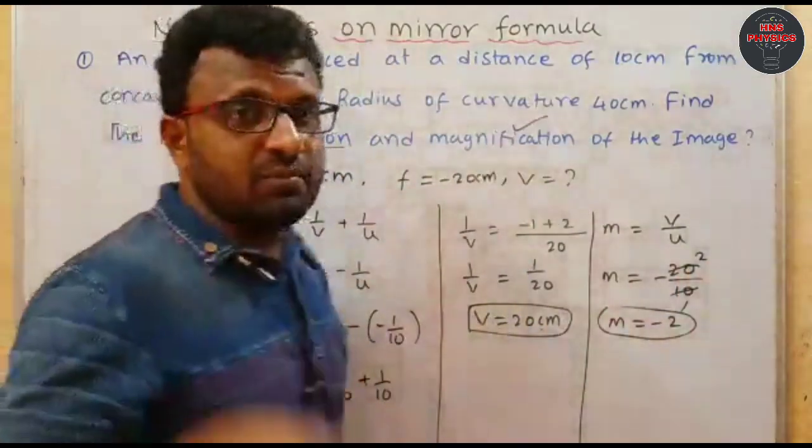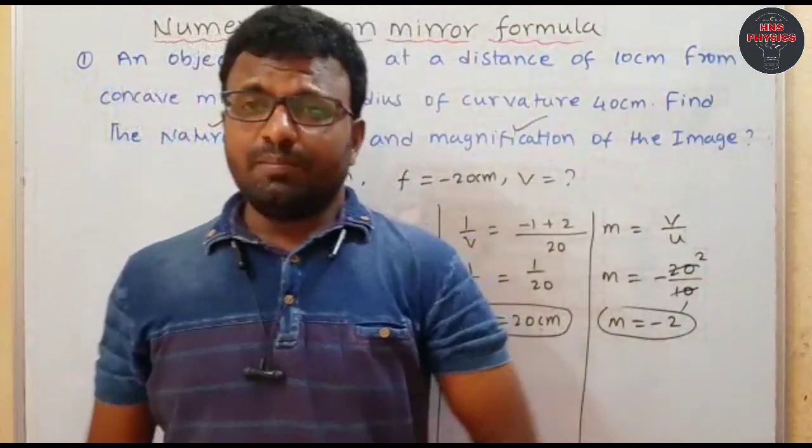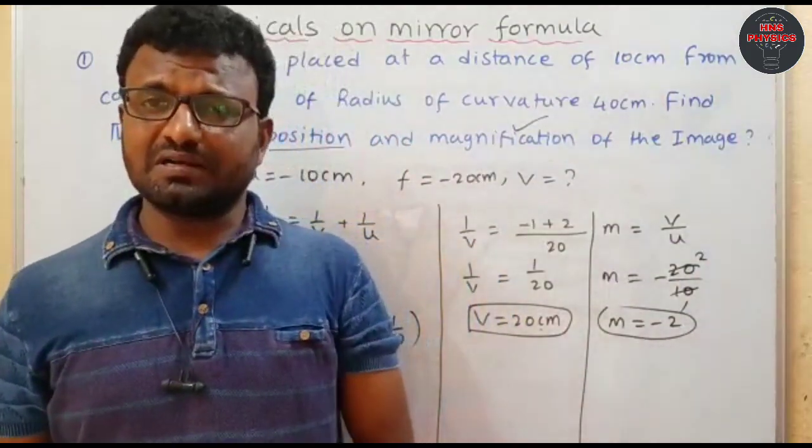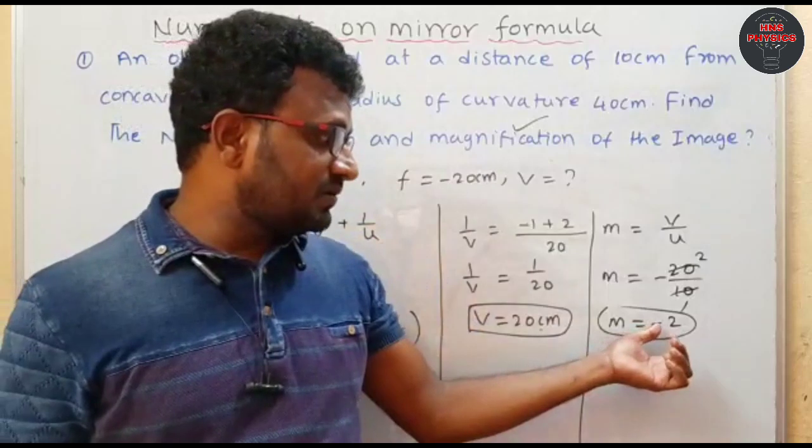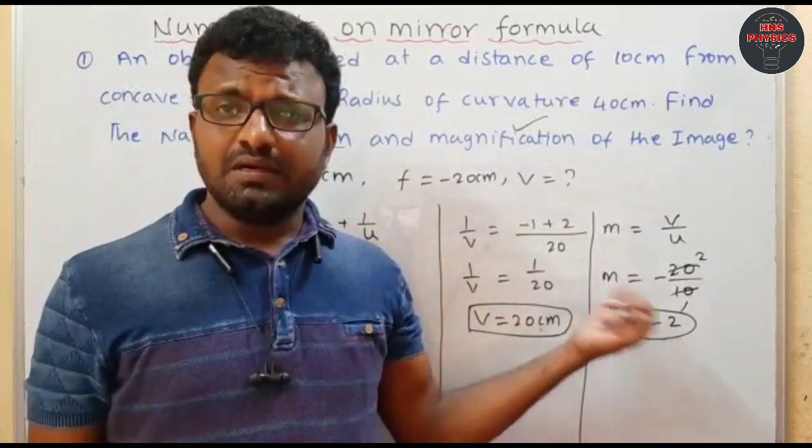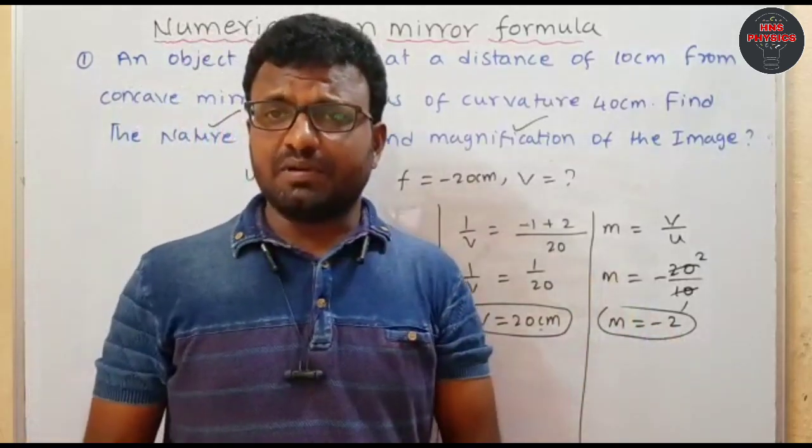And one more important thing, for a concave mirror magnification is negative. For a concave mirror magnification is negative, right? We got that value now. So right, this is the first problem.